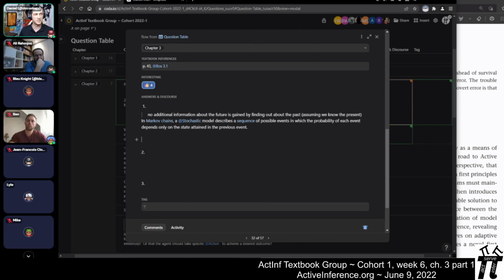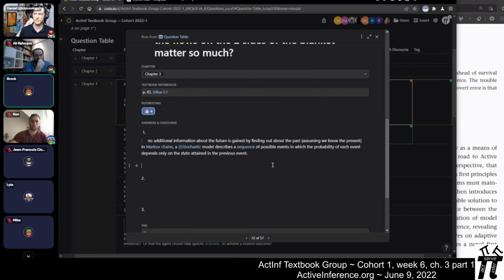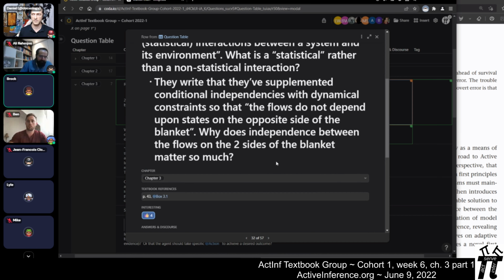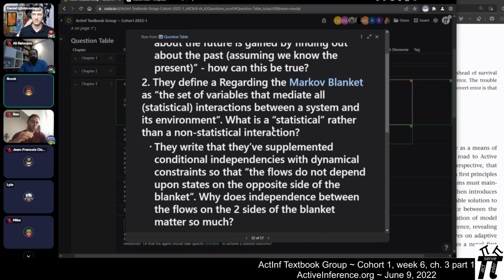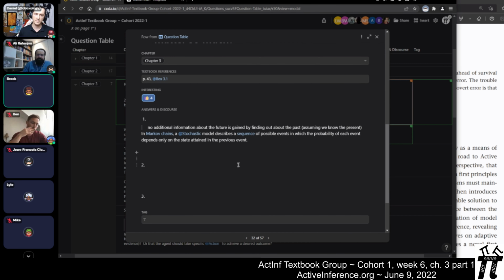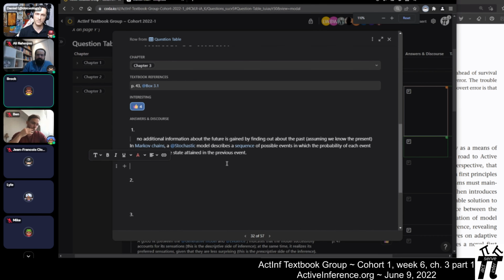Brock? I guess that's related to what my comment was going to be, that the way they worded it, if you're not rigidly thinking about a singular Markov blanket, just practically speaking, finding out about the past usually does give you information about the future, if you're talking about outside of a singular Markov blanket, right?